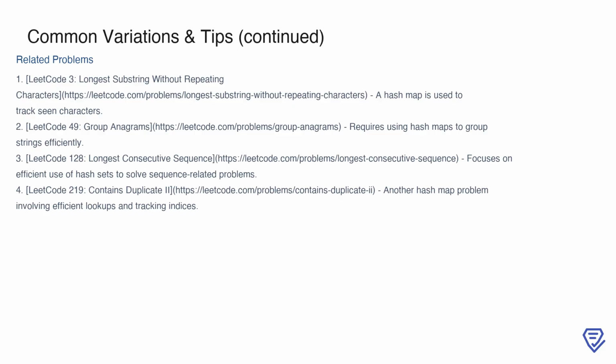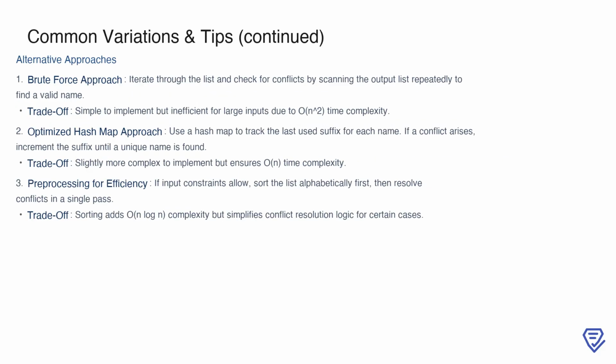Similarly, problem 128, longest consecutive sequence, focuses on the efficient use of hash sets to solve sequence-related challenges. Lastly, problem 219, contains duplicate 2, involves leveraging hash maps for efficient lookups and tracking indices. Exploring these related problems can help you strengthen your understanding of hash map-based solutions and improve your ability to tackle similar challenges.